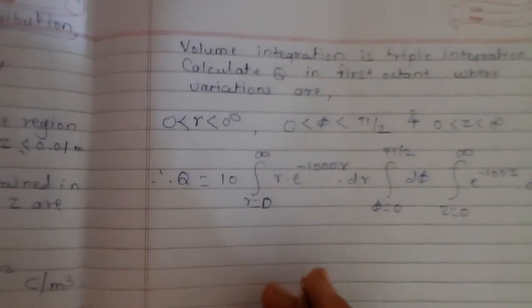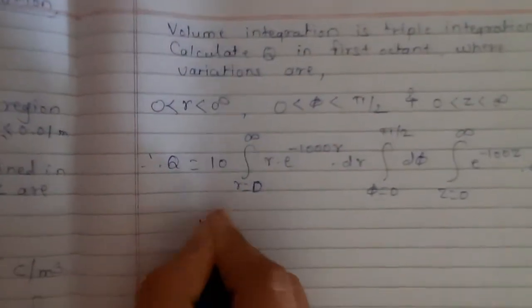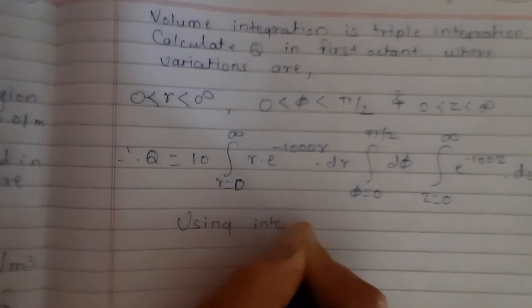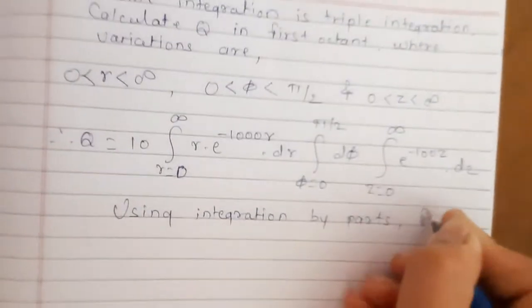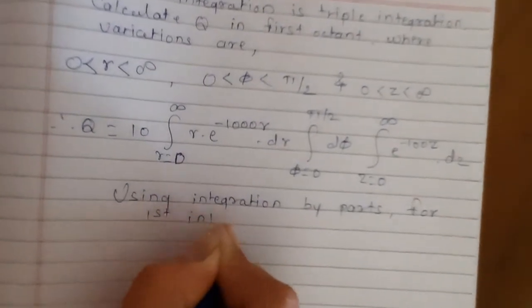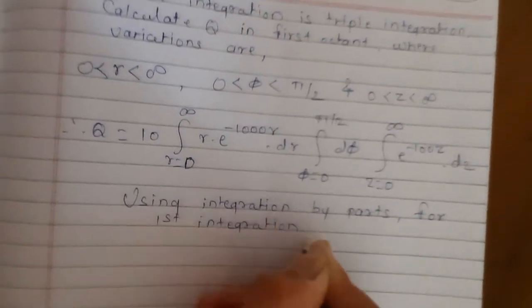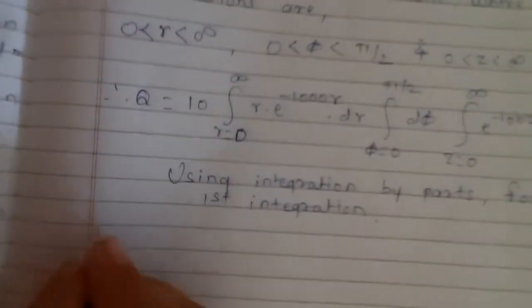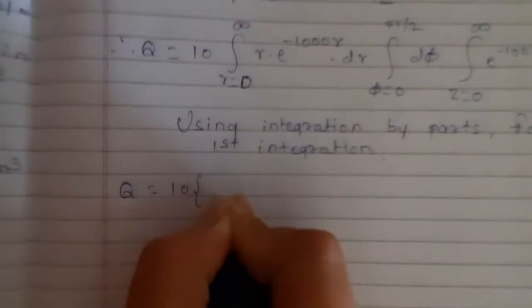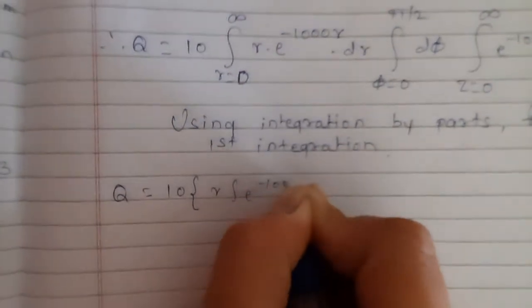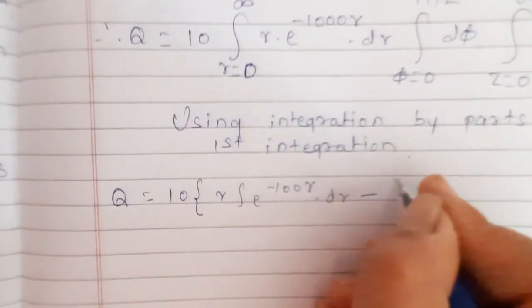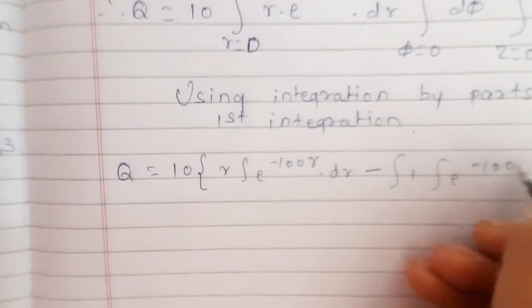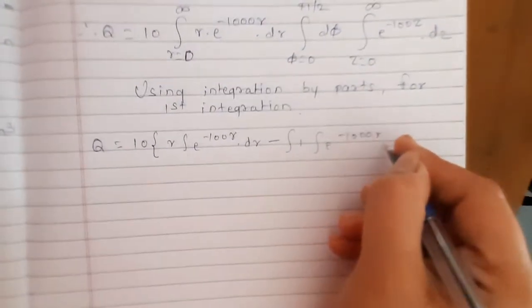So by using integration by parts, for the first integration we write here using the integration by parts rule, q is equal to 10. This is the by parts rule which was covered in mathematics.